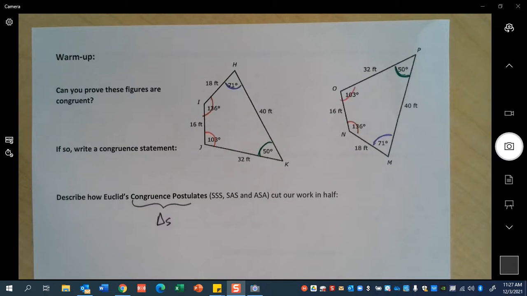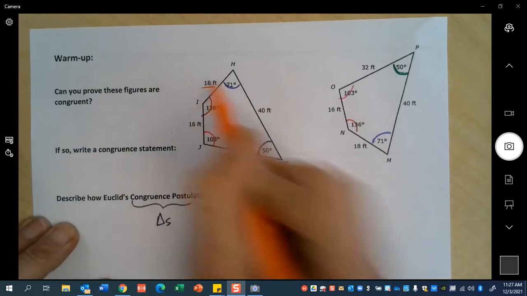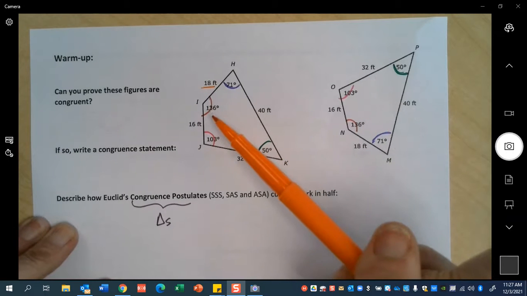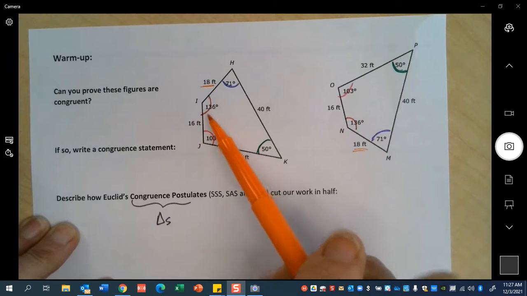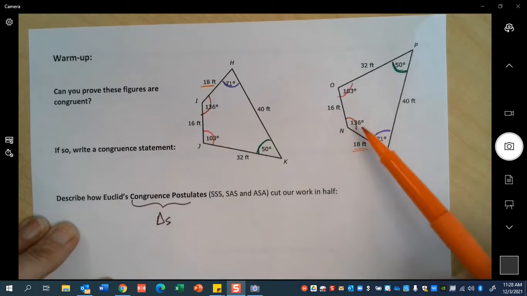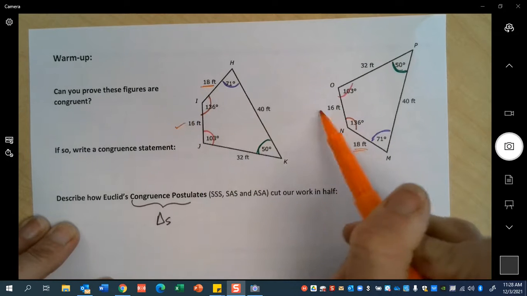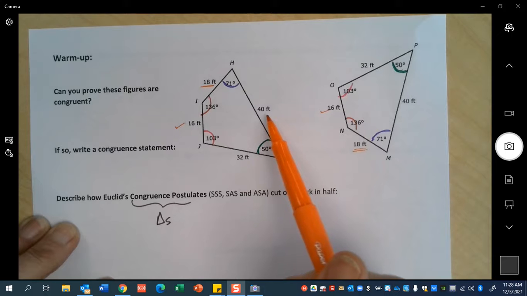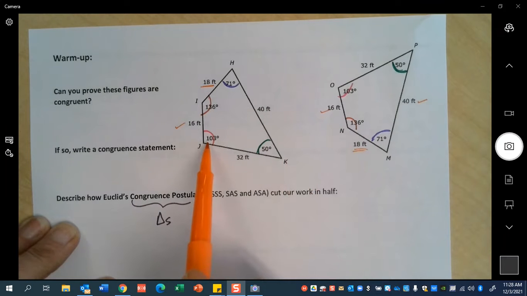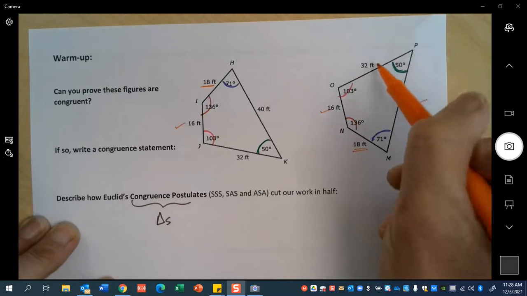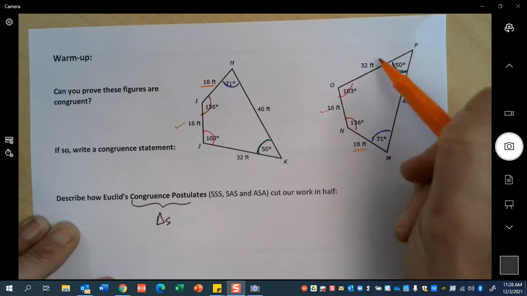Now I got to look at my sides. I have an 18-foot segment between my red and my purple. 18 between my red and purple. That's good. 16 between red and pink. So these ones are good. 40 between purple and green. Purple and green, 40. Got it. 32 between pink and green.